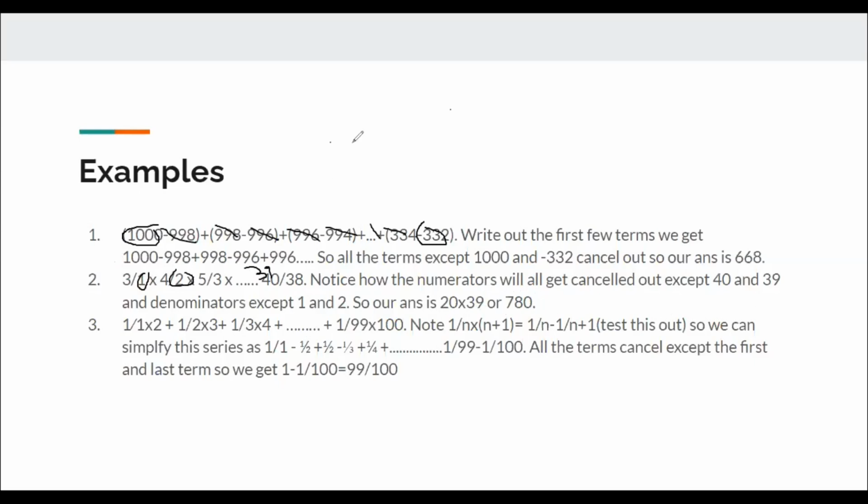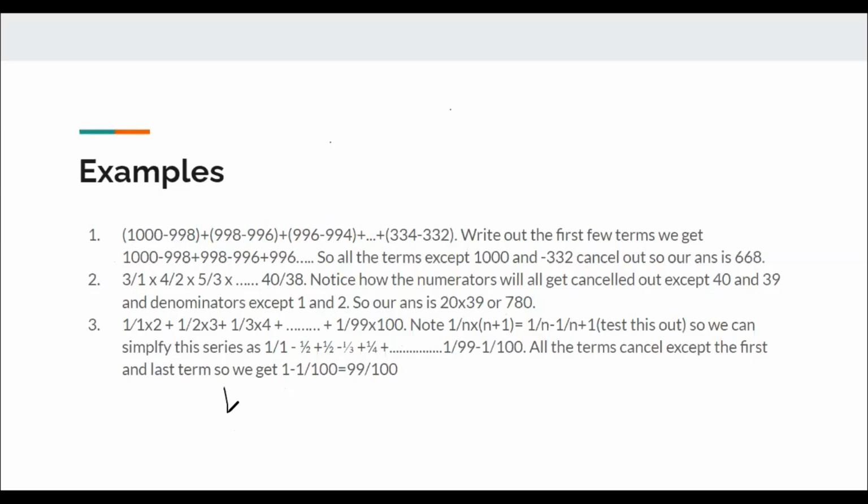Okay, this is a pretty important telescoping series to look at, so I won't rush it. So it says 1 over 1 times 2 plus 1 over 2 times 3 plus 1 over 3 times 4 plus all the way to 1 over 99 times 100 is equal to what?